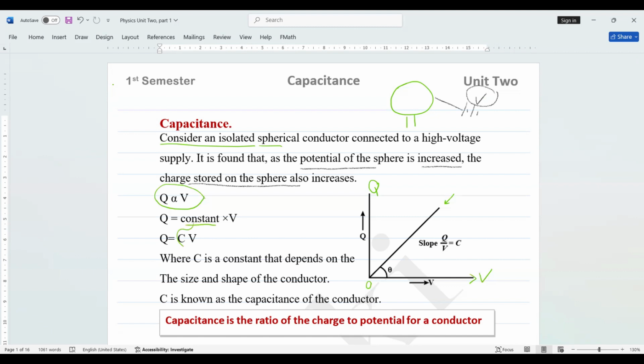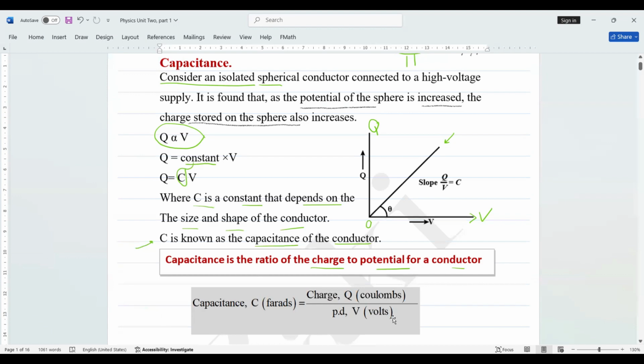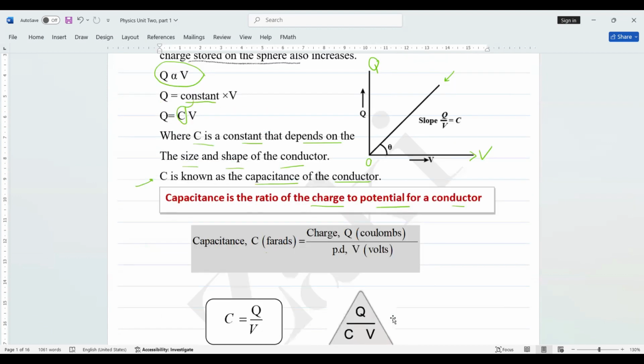This constant is denoted by C, where C is a constant that depends on what? On the size and the shape of the conductor. C is known as the capacitance of the conductor. Now, what is the capacitance of a conductor? It is the ratio of the charge to the potential difference. So C equals Q over V. C is capacitance, measured in farad.